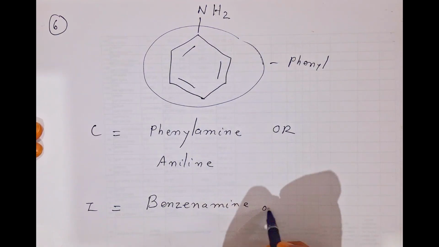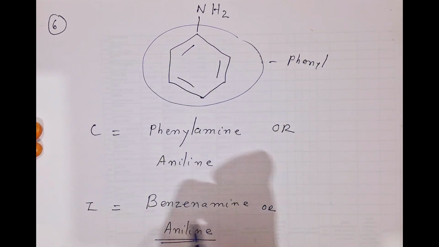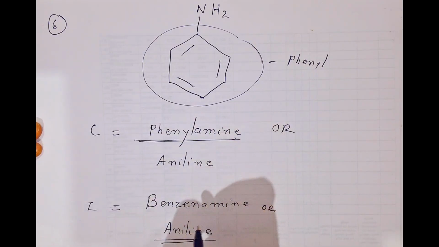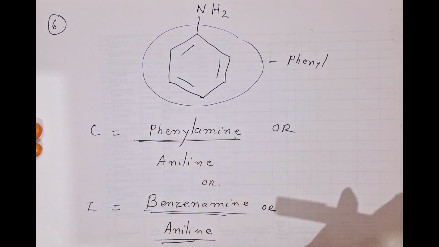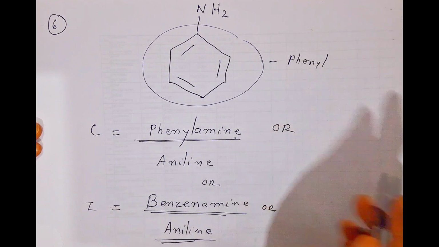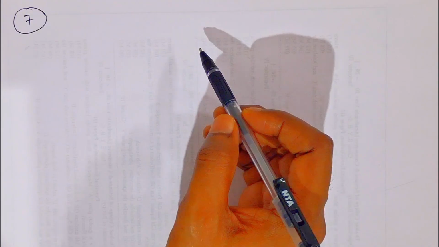Sometimes it is also called aniline. Okay students, so here phenylamine is nothing but aniline, and that is equal to what? Benzenamine. So these are very important, students. This is all about aniline. Aniline is also called phenylamine. It is also called benzenamine.